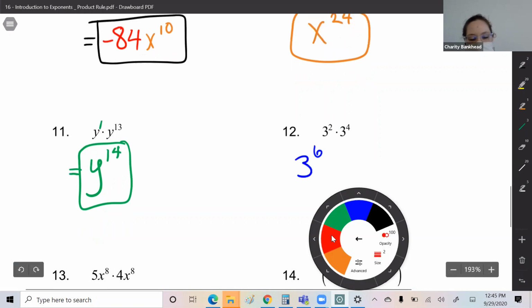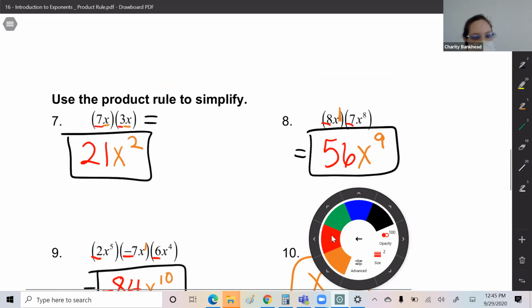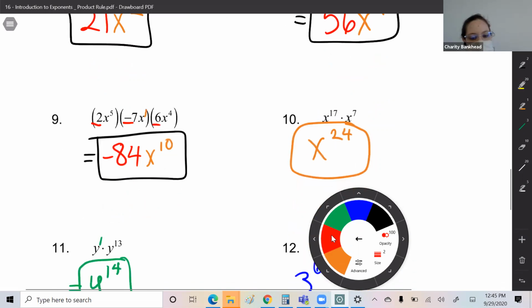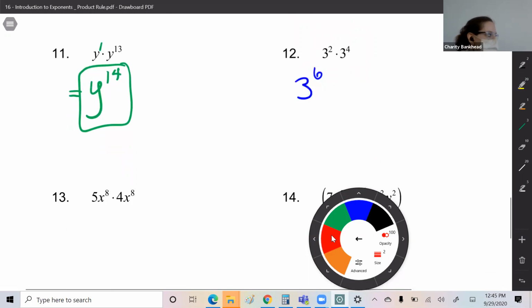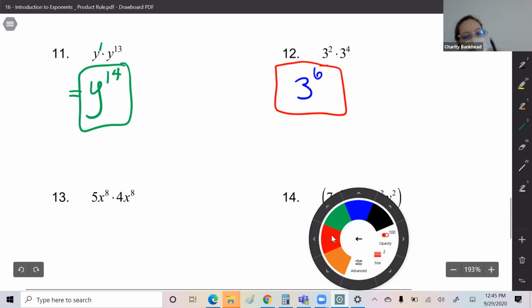And sometimes they want you to simplify that and sometimes they don't. So I think in this case, since it didn't actually say evaluate, they probably would just want you to leave it like that. If it says evaluate, then you would actually multiply it out.